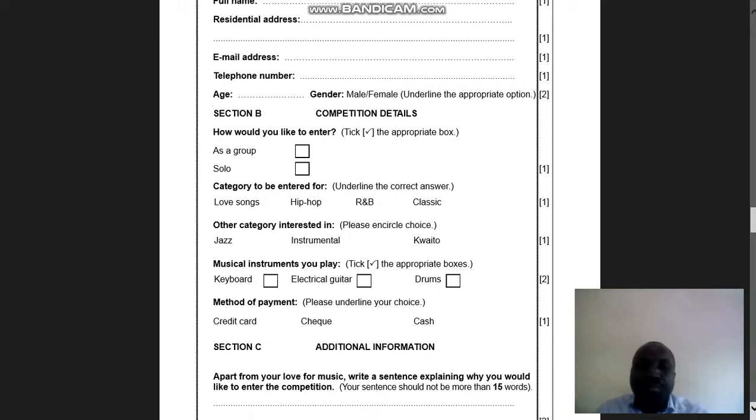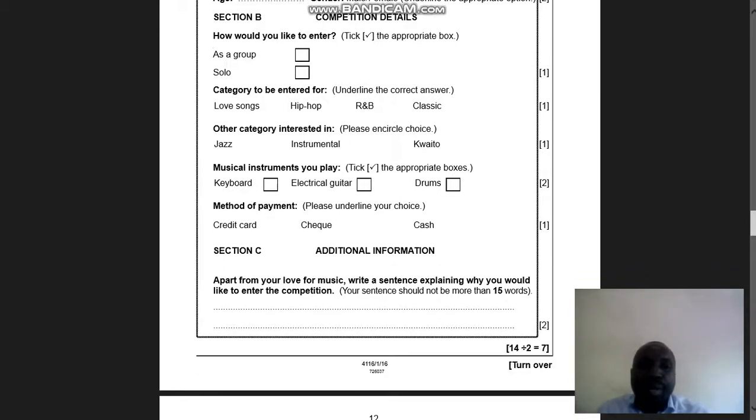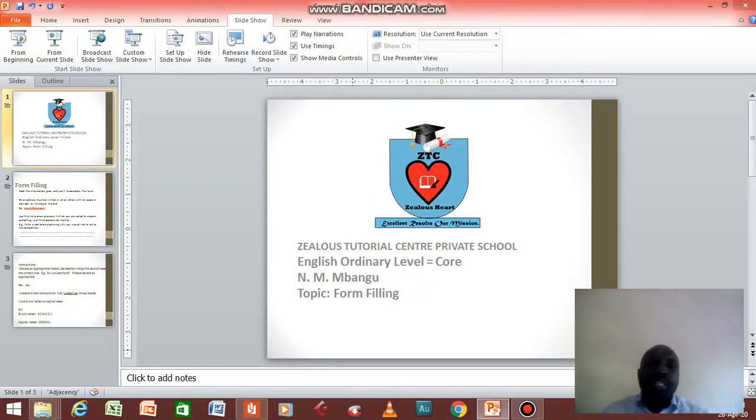Section C, additional information. Apart from your love for music, write a sentence explaining why you would like to enter the competition. So in this case, you need to make use of I, not he, not she. It's because you are in that particular person's shoes to complete this form. And who is that particular person? In this case, we're talking about Peter. So you are Peter in this case, and then you must make use of I.